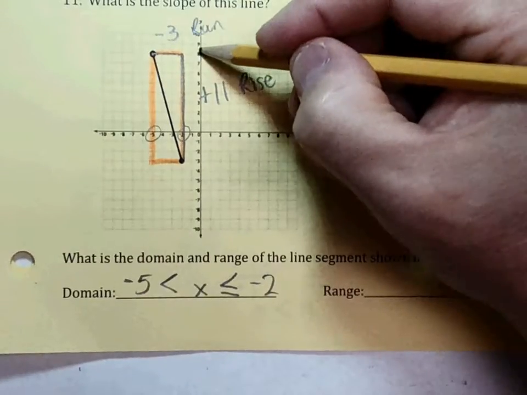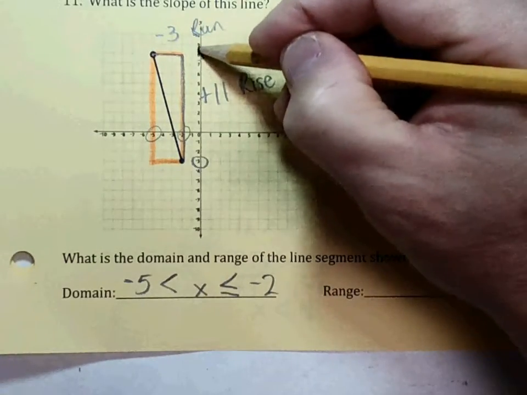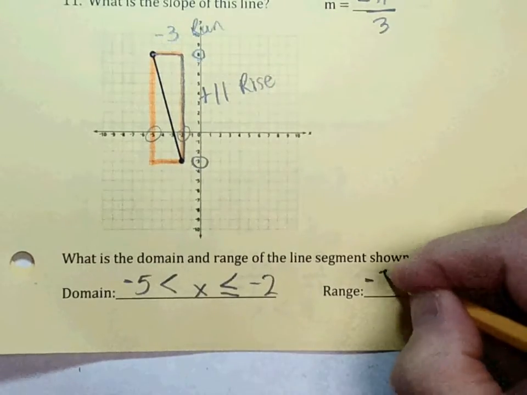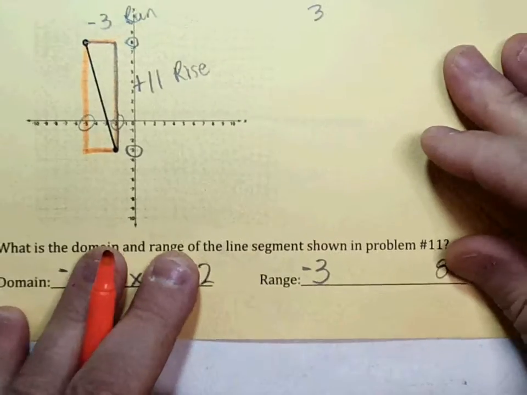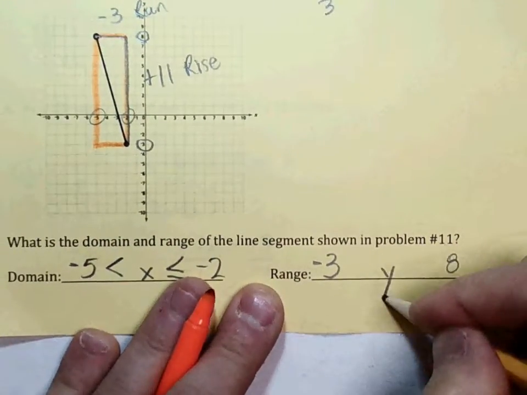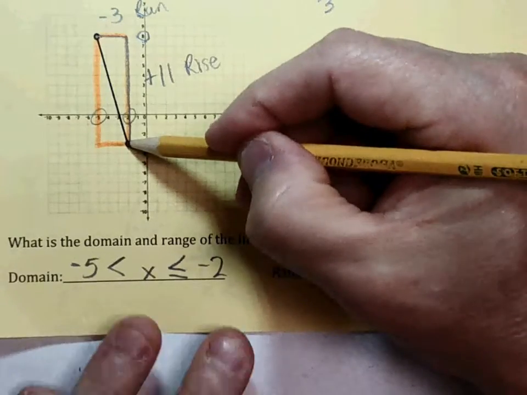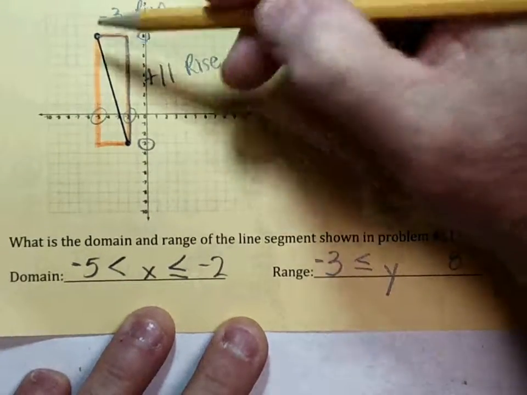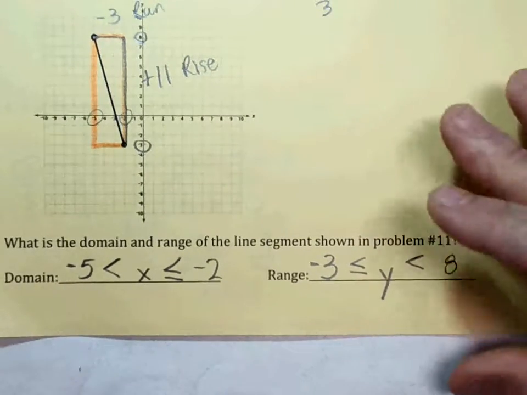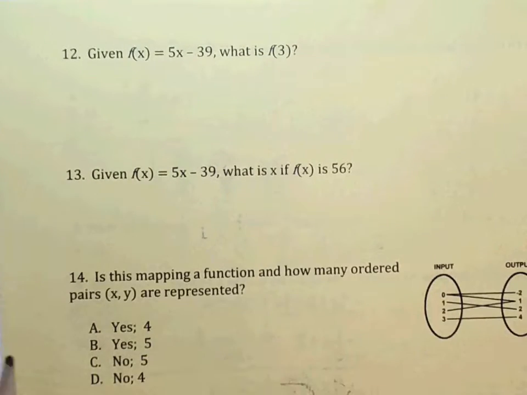If we now go to the y-axis, we had a low of -3 and a high of +8. Low on the left, high on the right, and we will put a y in the middle because that's range. At -3, we have a closed dot, so it's going to be less than or equal. At 8, we have an open dot. Okay, this is going longer than I thought, but whatever.